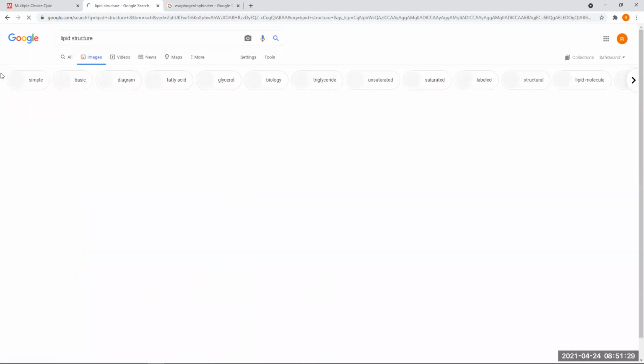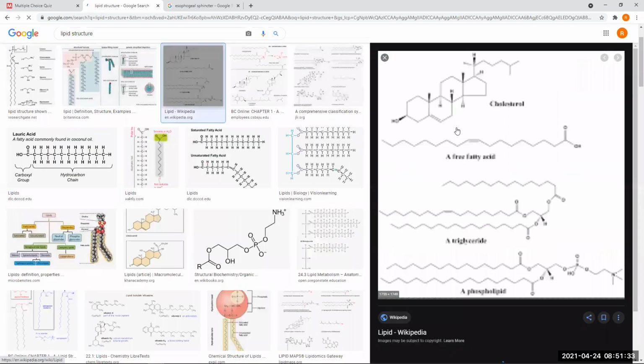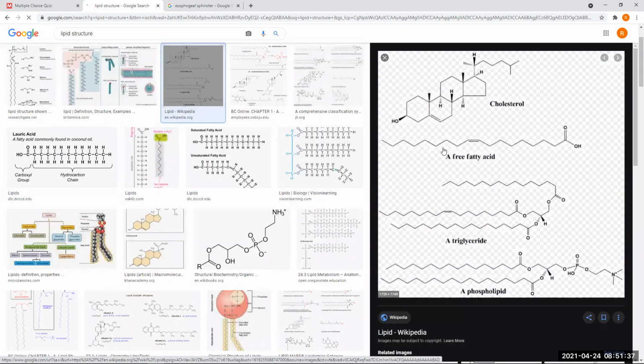And when you look at a lipid, they're long, they're big, right? Look at cholesterol. It has a ring structure. It's a huge free fatty acid. Look at it. It's long. Look at a triglyceride. Look at a phospholipid.